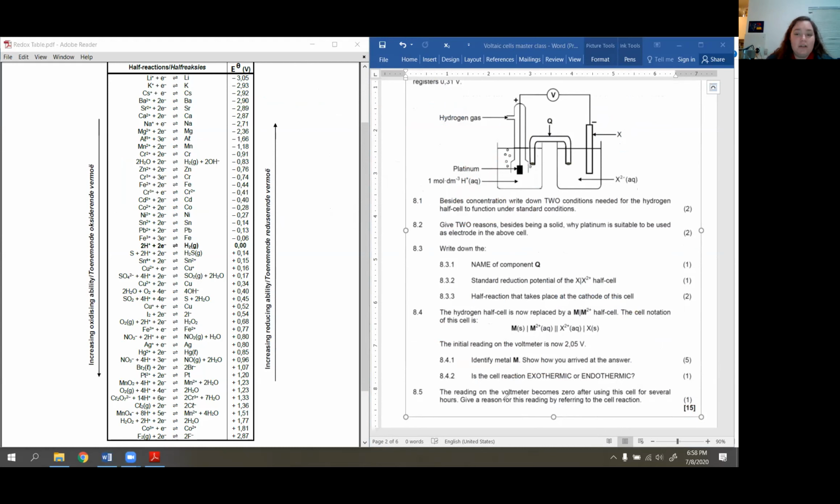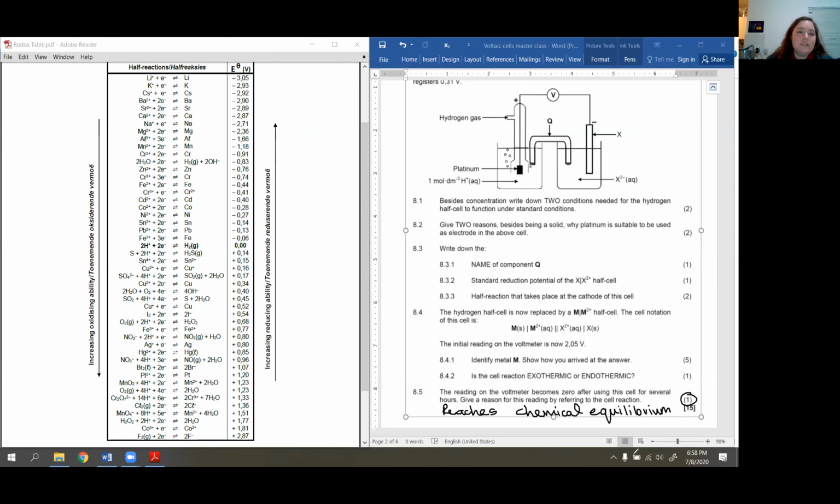Does anybody know the answer? Why is it that after a certain amount of time, our voltmeter reading drops to 0? From 2.05, it'll drop to 0. Anybody know why? Okay, it reaches chemical equilibrium. All right, so as soon as we get a 0 value, thank you for that answer, it reaches chemical equilibrium. I would say for 1 mark, that is sufficient, okay?